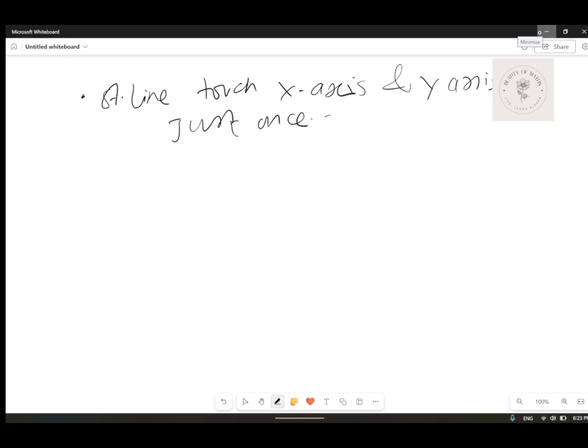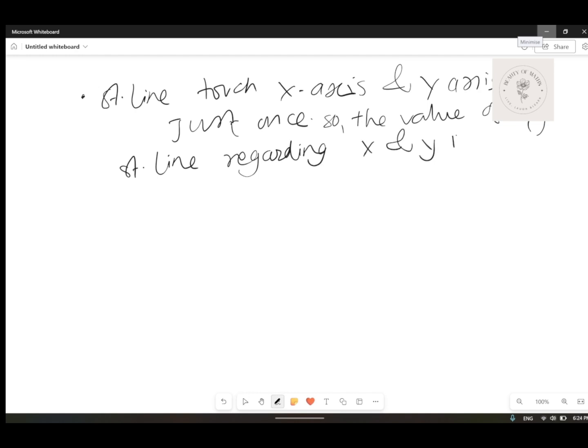Okay, so the value of any straight line regarding x and y intercept is constant.